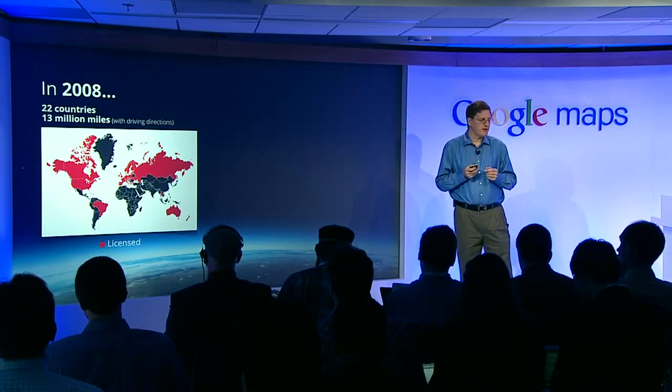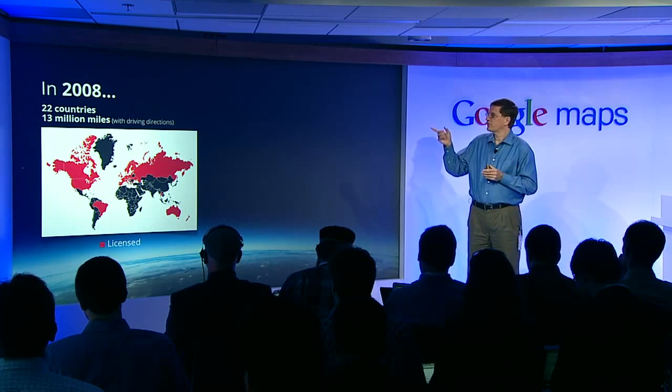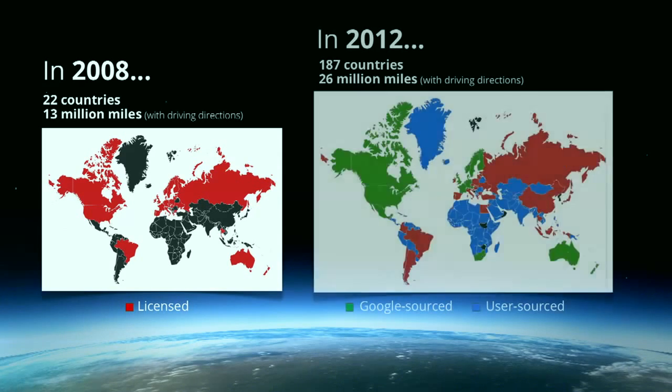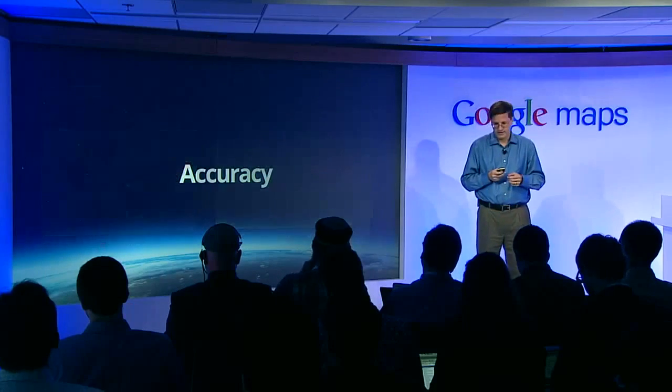So, to wrap up comprehensiveness, in 2008, we had 22 countries, 13 million miles that were navigable or had driving directions. And it was all based on licensed data. Today, we have 187 countries. There's 26 million miles, so double, that are navigable. We also have 29 countries that have turn-by-turn voice-guided driving directions, all possible because of Google-sourced imagery and user-sourced imagery. And the coverage and quality continues to improve. You know, we are certainly not done, but we're continuing to work on it.